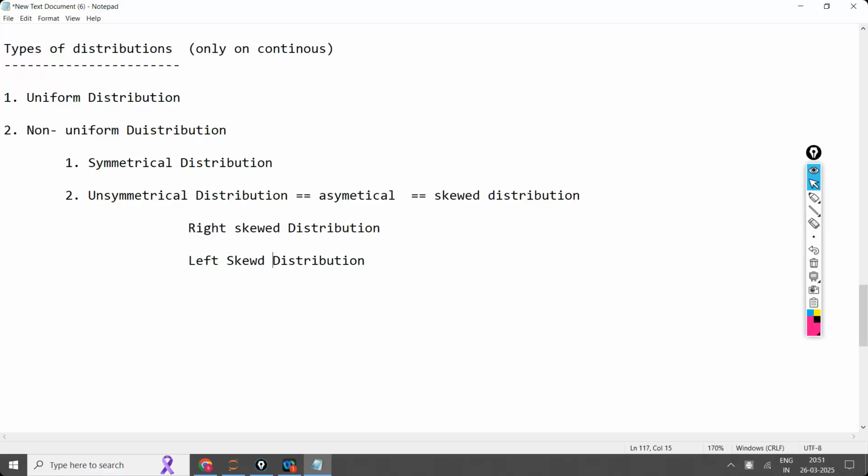Left skewed, right skewed. Now, another name for symmetrical distribution is called normal distribution. Another name of symmetrical distribution is normal distribution.